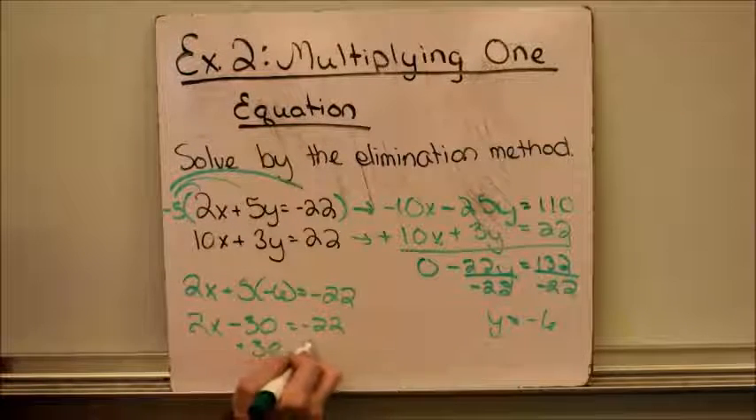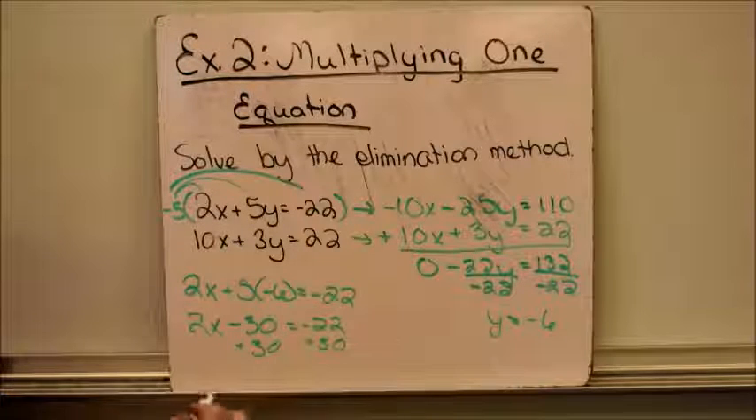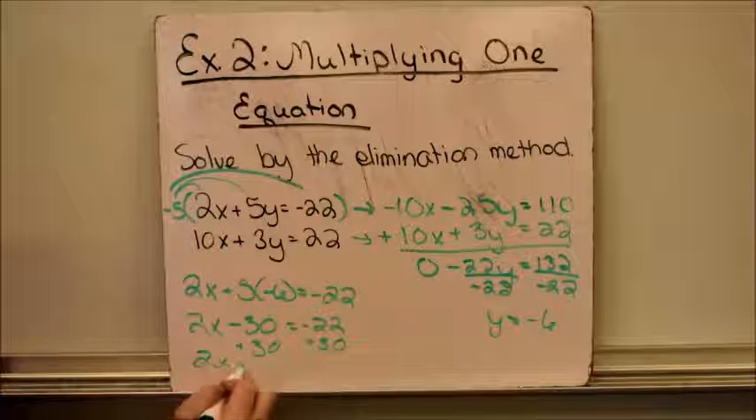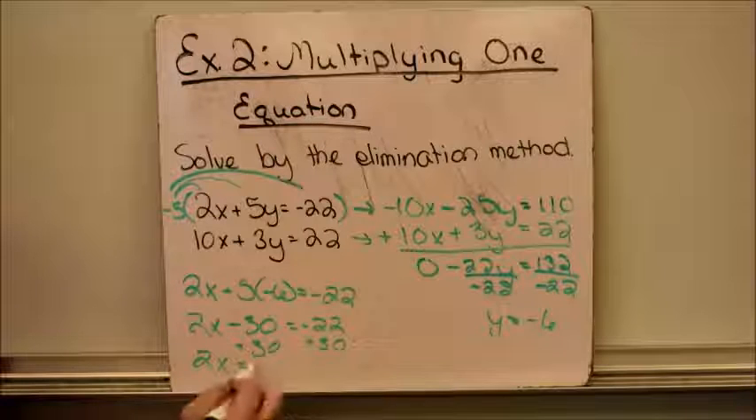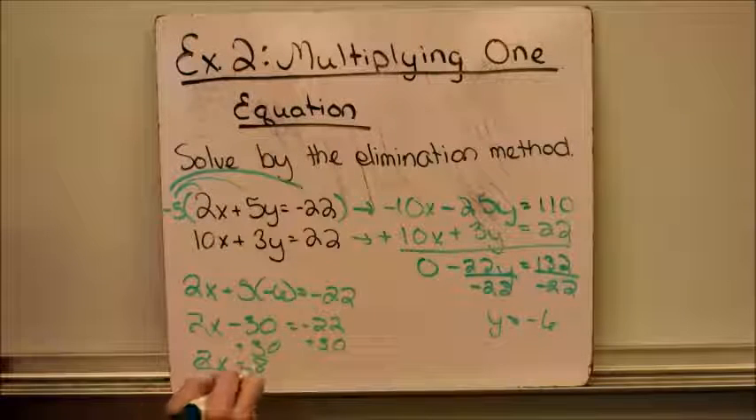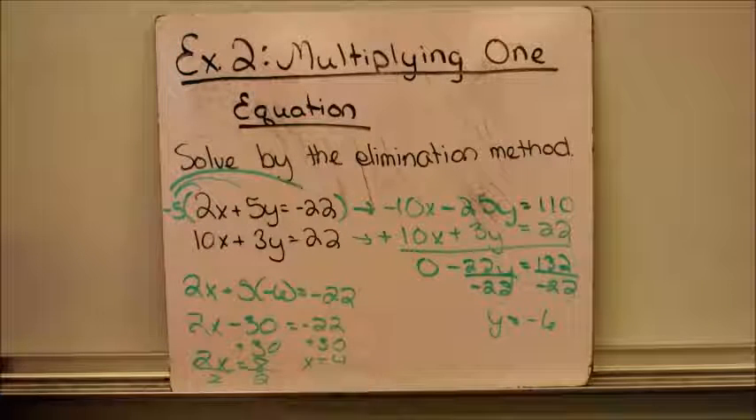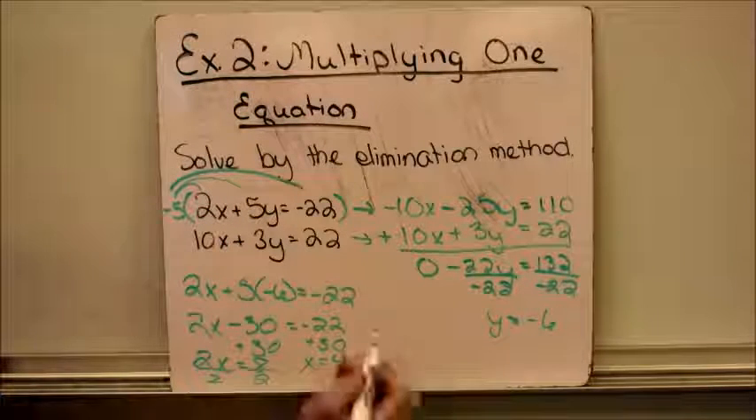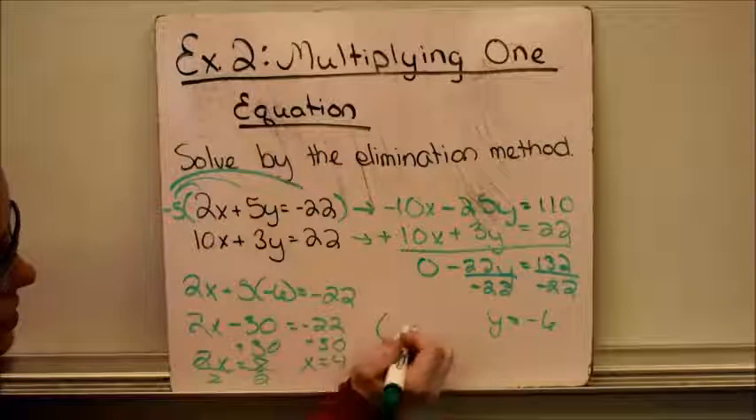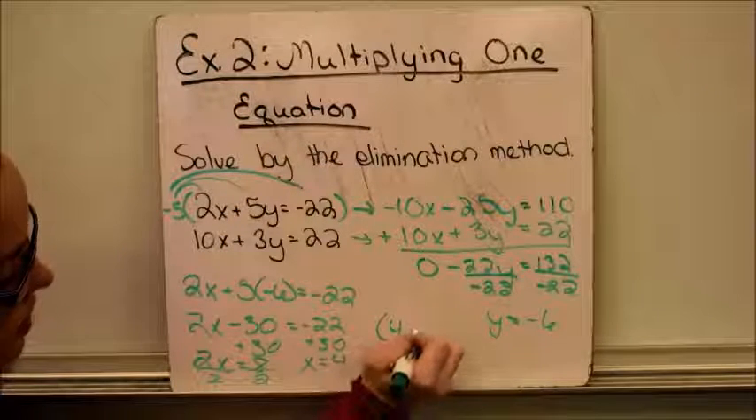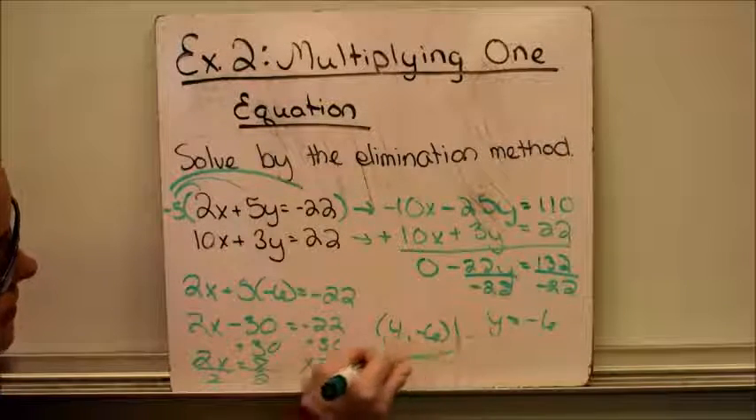Add 30 on both sides. 2x equals -22 plus 30, which is 8. Divide by 2, and 8 divided by 2 is 4. So x equals 4. And we're just going to write that final answer as a coordinate point, 4, -6.